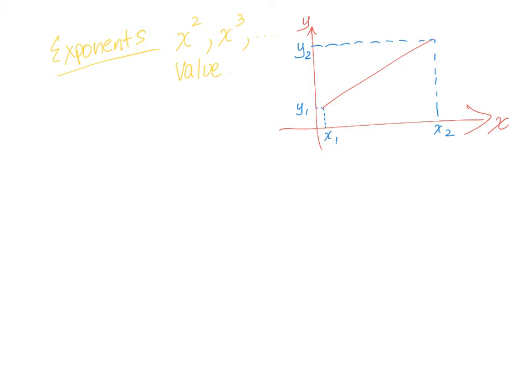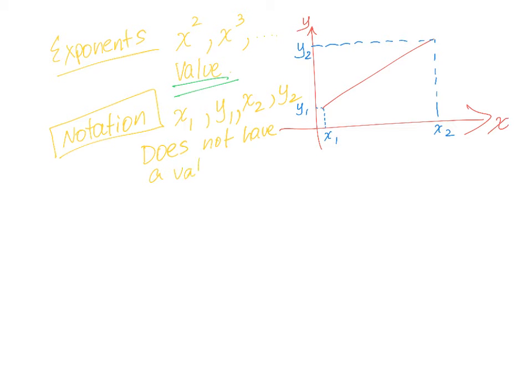You can find a value for it. But with notation, like what we have right now, x1, y1, x2, y2, this is just notation. It does not have a value. Okay? So these are just notations, x1, y1, x2, y2.